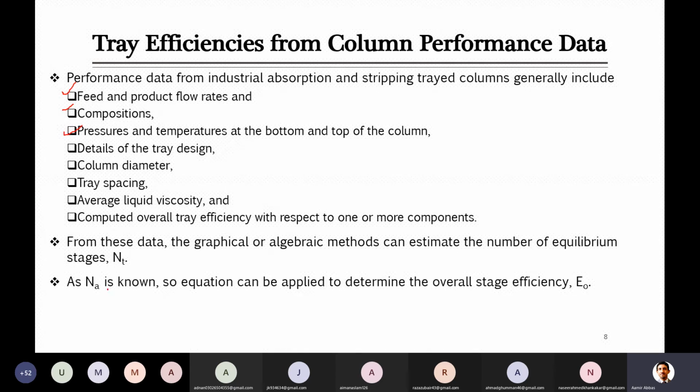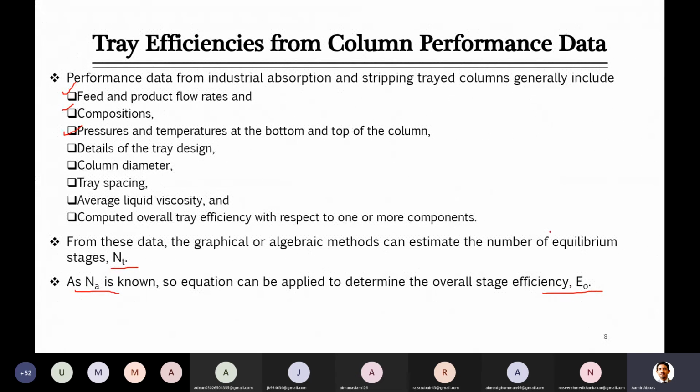Because you are performing this work on an existing plant column, you know how many actual trays there are. This is the existing plant, and we know how many trays are actually installed inside the column. When we have calculated the theoretical number of trays using all that data, we can determine the overall efficiency using the equation we saw in the last slide. So E naught was equal to the number of trays calculated divided by the actual number of trays. When you know this, you have found the efficiency of that column which is already performing the separation.